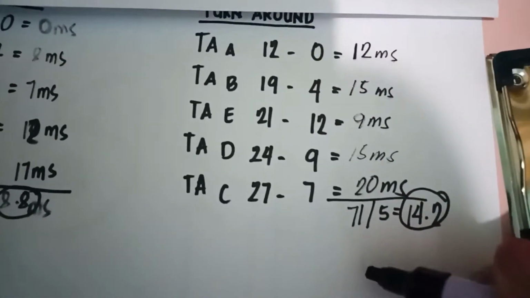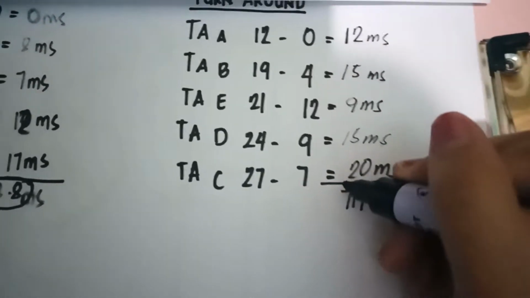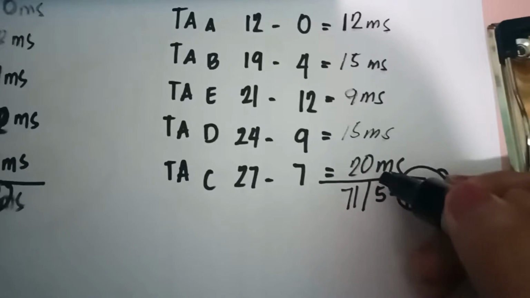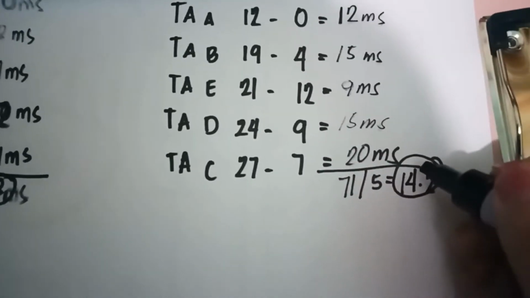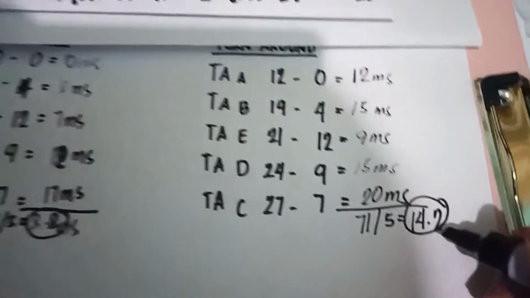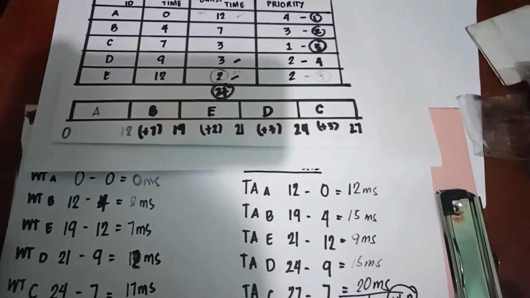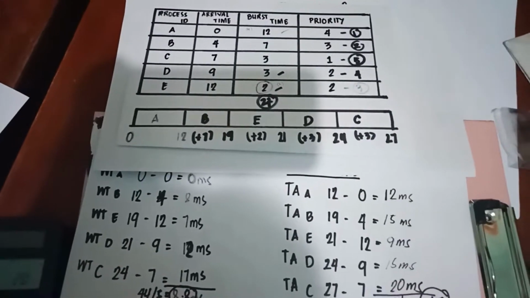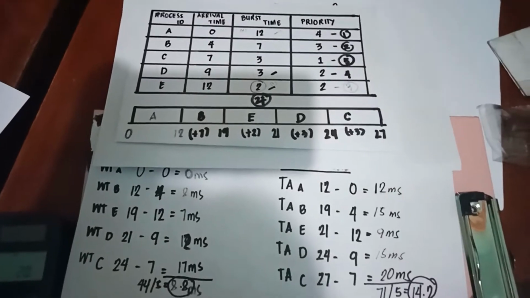Again, add those values. It is equal to 71. And divide it by 5, which is equal to 14.2. And now, that's it. That's how we compute the non-preemptive priority algorithm.